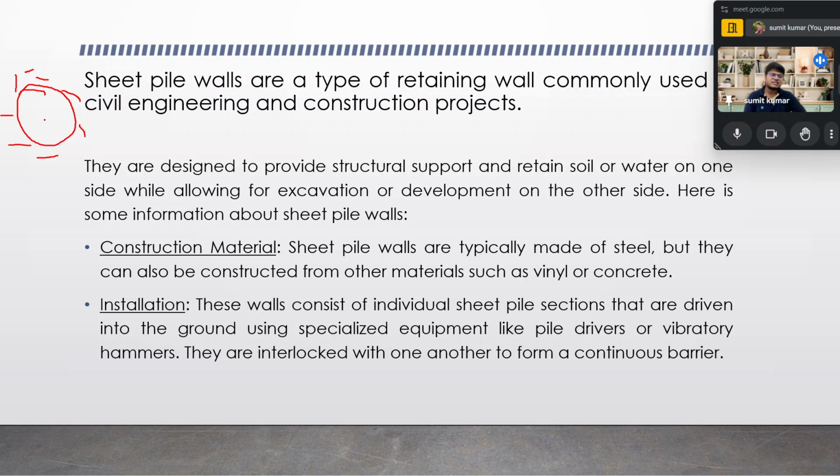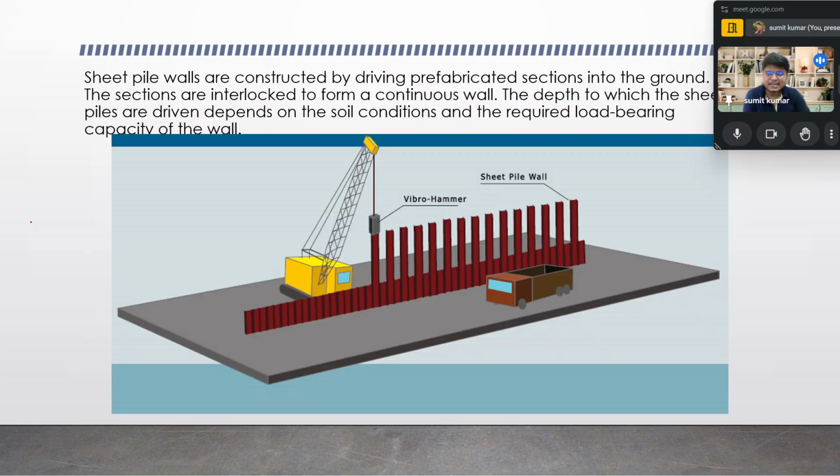When we talk about installation, we have seen earlier an image over there, the vibro hammer is there with the help of which we are installing it. So these all consist of individual sheet pile sections that are driven into the ground using specific equipment like the pile driver or the vibratory hammer. They are interlocked with one another to form a continuous barrier. Now, if we go back and see that image over here, you can see the sheet piles are installed one by one with the help of the vibro hammer, and over there it provides a continuous blockage for the flow of anything like the soil or maybe water.